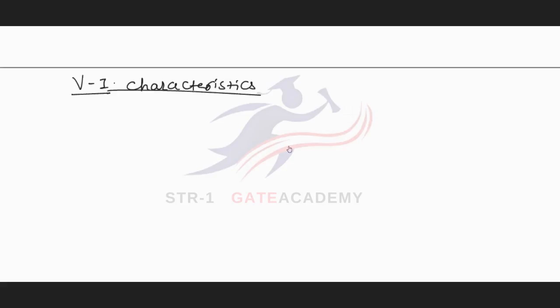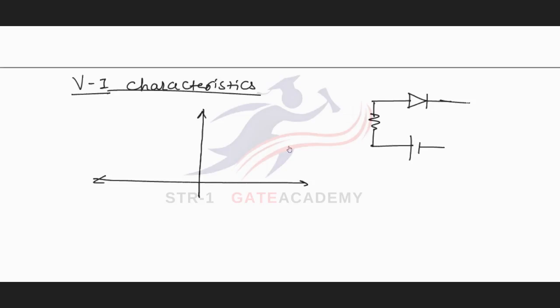VI characteristics of a forward bias PN junction. In a forward bias PN junction, the VI characteristics are obtained practically by connecting the battery as shown in the figure. The voltage across diode Vd is varied and current IF through diode is measured. IF versus Vd are the forward characteristics of diode, as shown in the figure.